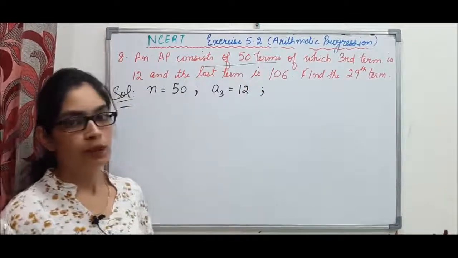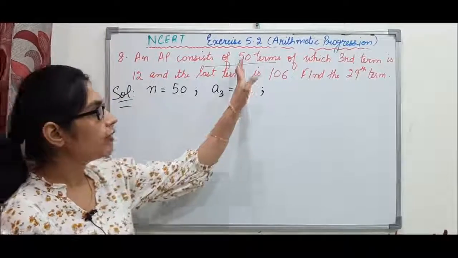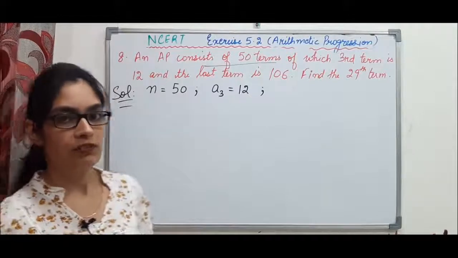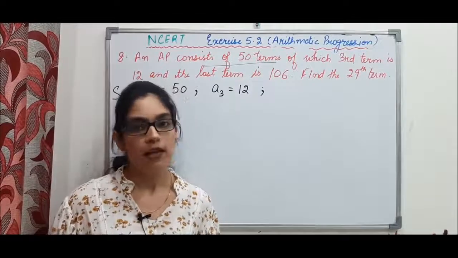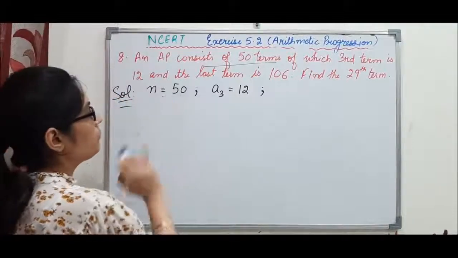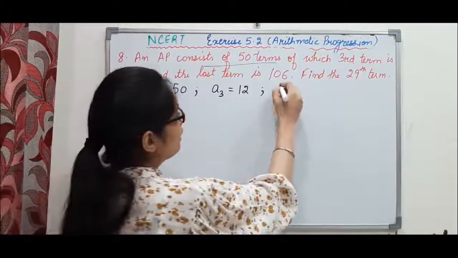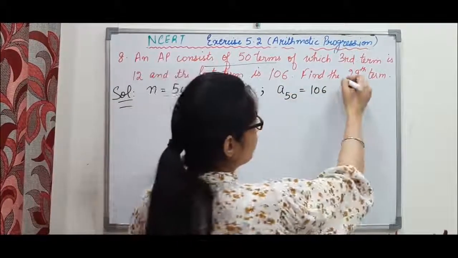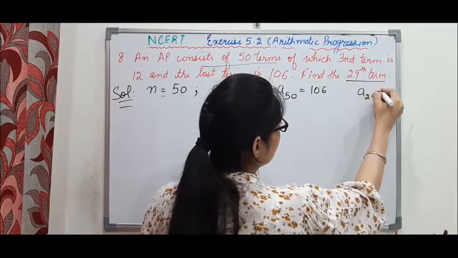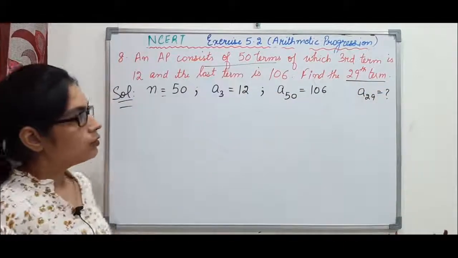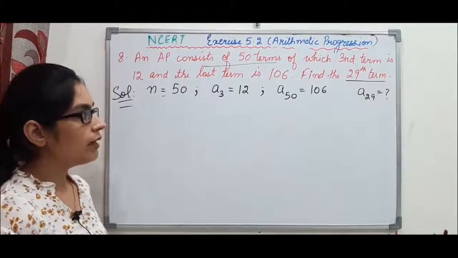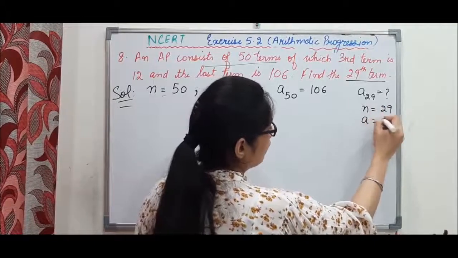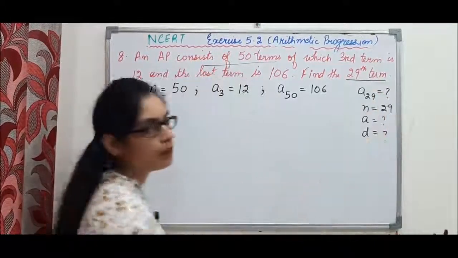And the last term: they have mentioned the number of terms is 50, so the last term is the 50th term, because if a sequence has 50 terms, its last term will be that number of terms only. So A50 is equal to 106. And what we have to find is A29, the 29th term. For A29, n is 29, but I need the values of A and D in order to find A29.